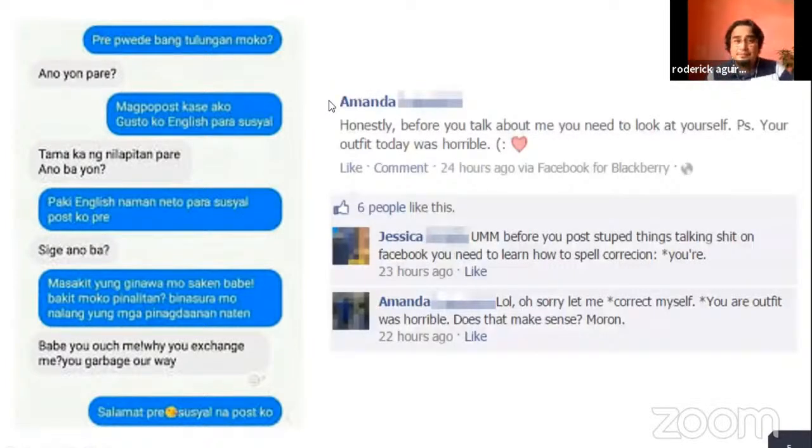Okay, let's have another one. Tinanggalan ko po ng family name. Honestly, before you talk about me, you need to look at yourself. P.S. Your outfit today was horrible. All right, and then emoticons, a heart, and then just look at that. At the hours ago by Facebook for BlackBerry, and then six people like this, and then ito po ang sumagot.